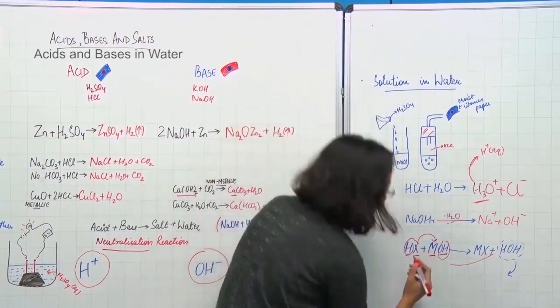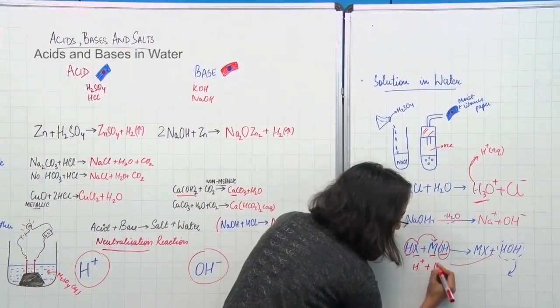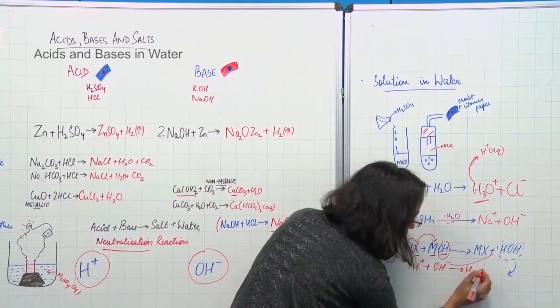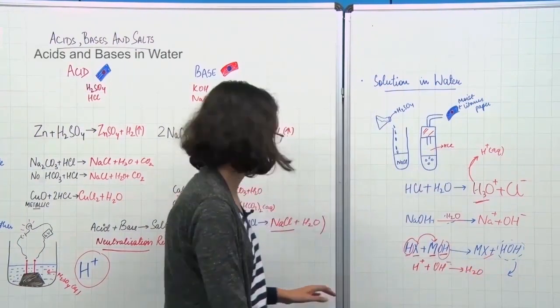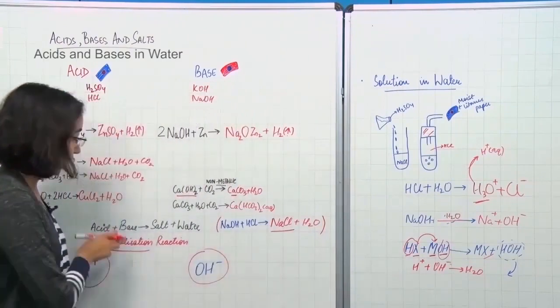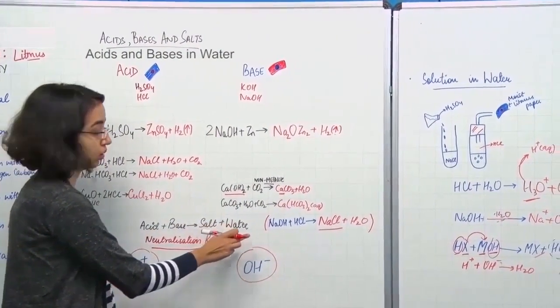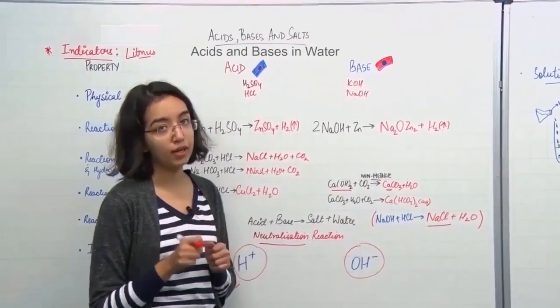They come here, H plus ion plus OH minus ion react to form water, that is H2O. So this is how this reaction happens, that acid reacts with base and forms salt and water. This water comes from the ions of H plus and OH minus combining together.